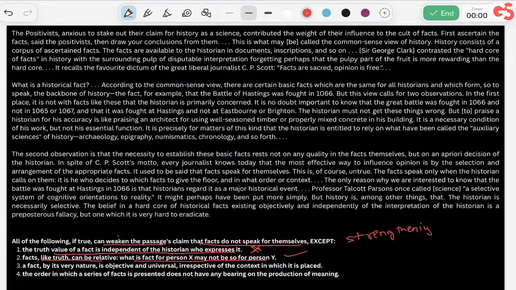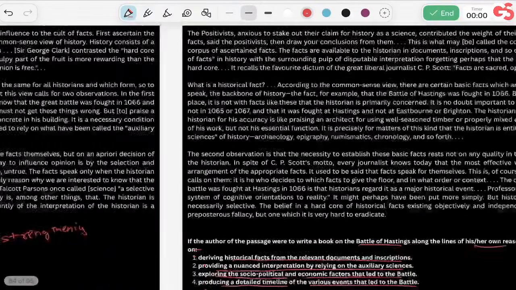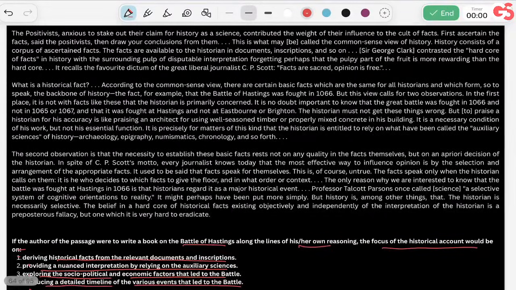So अगर ये बात सच हो गई ना, तो पूरा खराब हो जाएगा। तो I think we don't need to read other options, but in case you want to read, a fact by its very nature is objective universal, ये तो सब स्ट्रेंथन कर रहा है। Order means the series of facts presented does not have any bearing on production of meaning, ये सब बातें बोली गई, ठीक है। Not to think much about it. Coming to the next one.